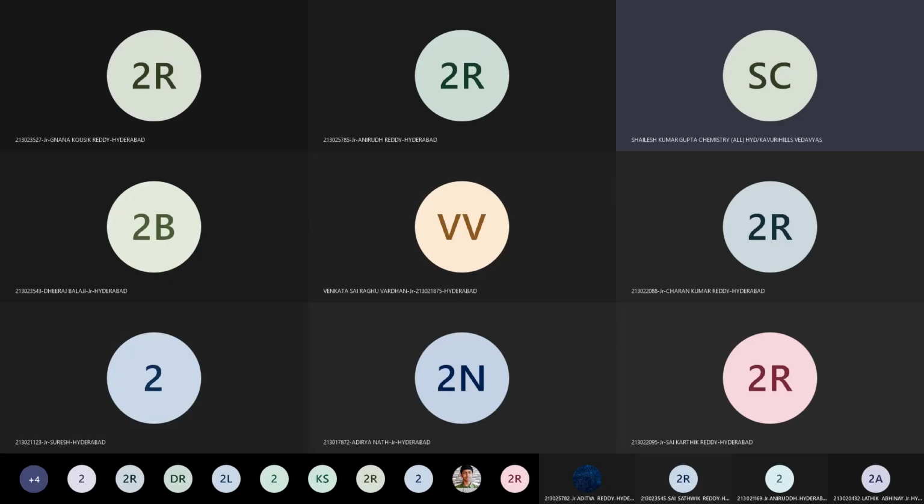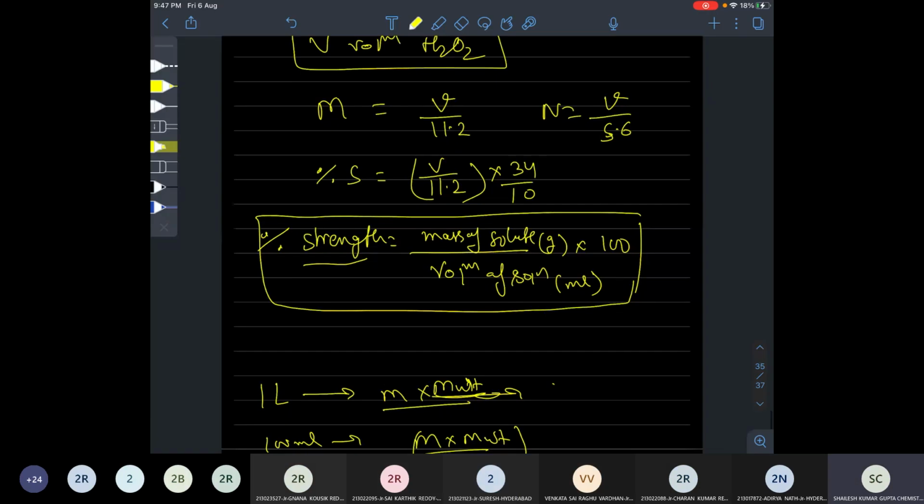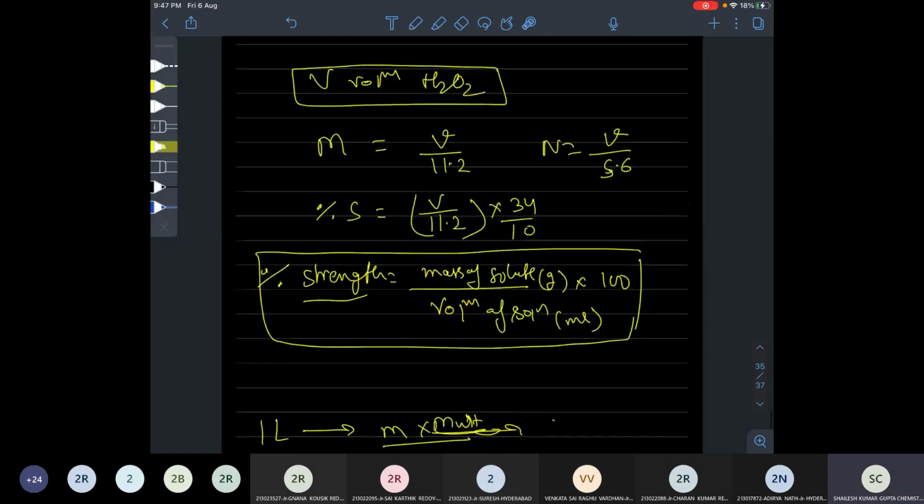Perfect. So this is the expression: if V volume H2O2 is there, its molarity is V upon 11.2, normality is V upon 5.6. Percentage strength, if you want to calculate, is basically molarity multiplied by the molar mass of H2O2, which is 34, and divided by 10.